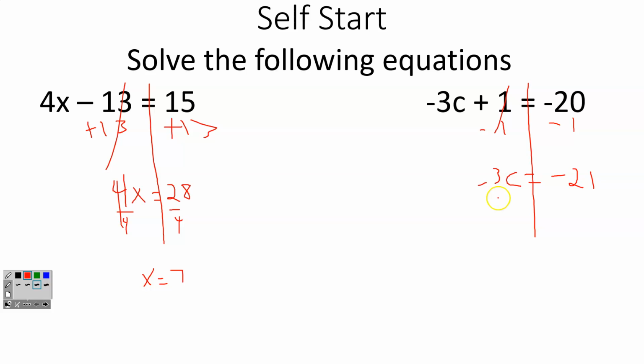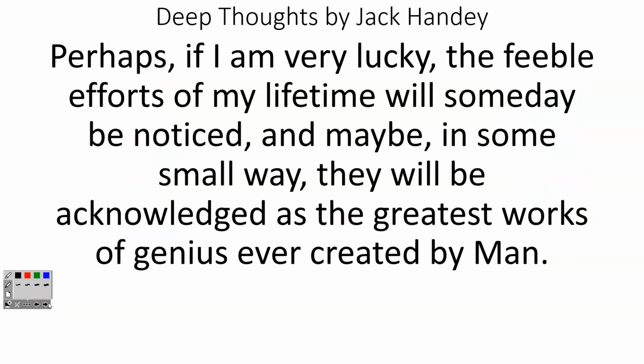That negative 3 and that c are connected by multiplication, so the opposite would be to divide. So I'm going to divide both sides by a negative 3. Don't forget your negative. And we end up with an answer of c equals negative 21 divided by negative 3 gives me an answer of a positive 7.